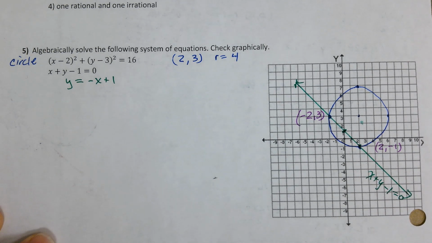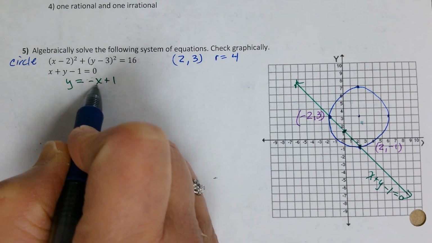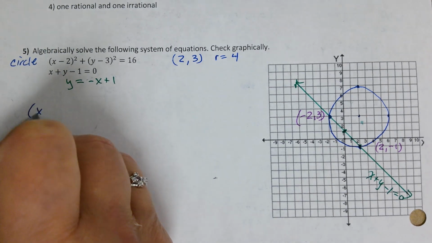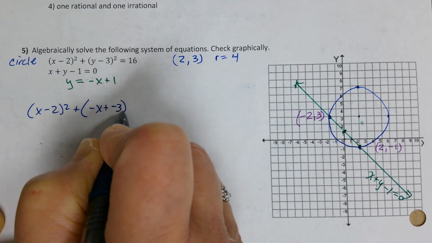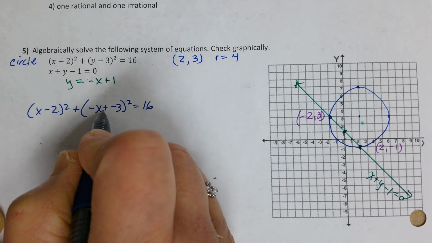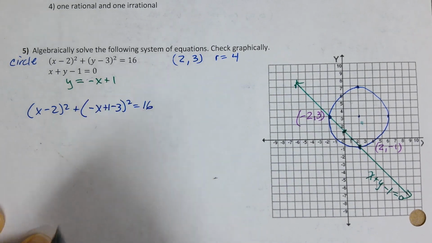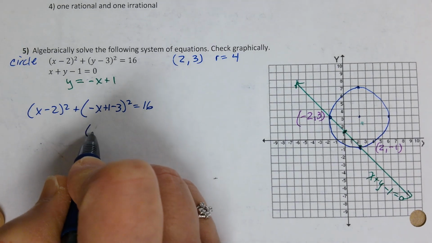Okay, solving algebraically. Well, we know what we should end up with. We should end up with x values of -2 and +2, and y value of 3 and -1. I'll take this and put it in for y. So x minus 2 squared plus, parentheses, -x plus 1 minus 3 squared equals 16. There are like terms here. The +1 and -3 combine to be -2.